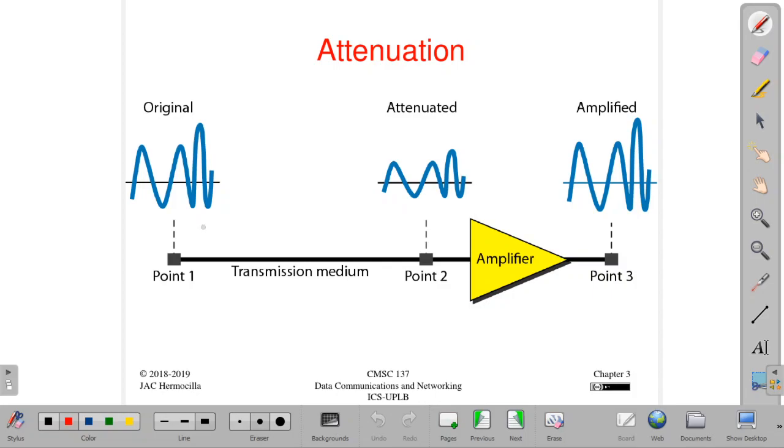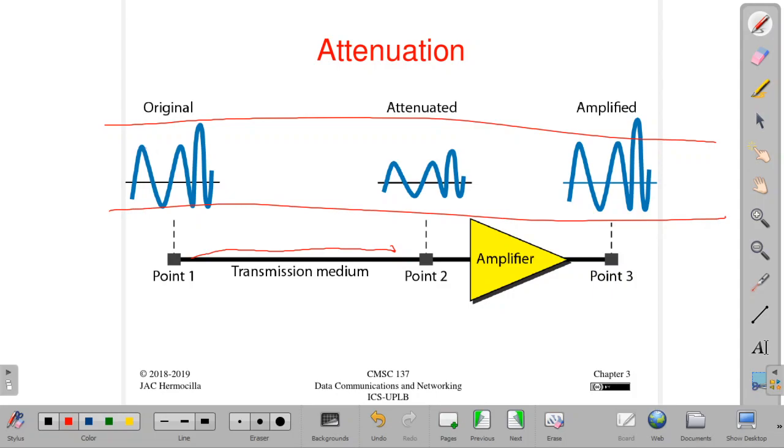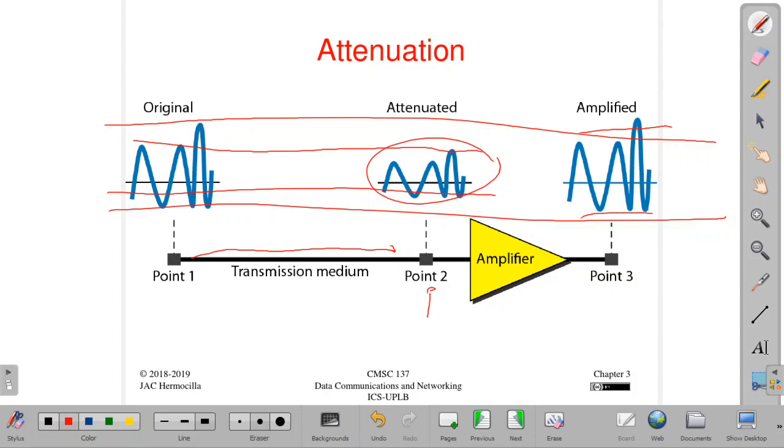So here's an example. You have point 1, this original signal. As the signal propagates across the medium, you will notice that the peak here is smaller. So at this point 2, there is attenuation. Now if we use the amplifier to boost the strength of the signal, we get the original signal back again. So that's the purpose of the amplifier.